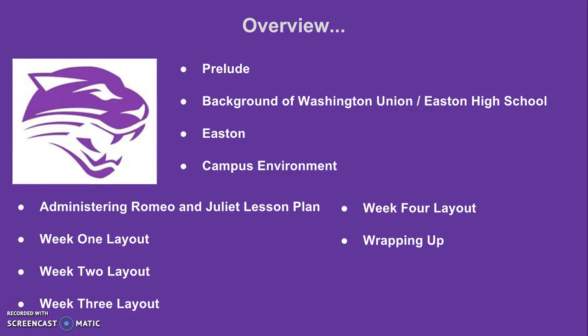A brief overview. I'm going to give you a prelude. I'm going to have a background of my school, Washington Union Easton High School, the community of Easton, my campus environment, and then we'll talk about the administration of the Romeo and Juliet lesson plan, week 1 layout, week 2, week 3, week 4, and then we'll have a summation or wrap things up.